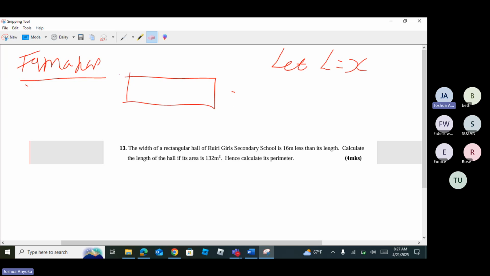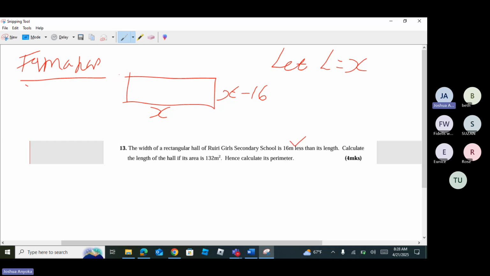Then you get back to the information. You are told the width of a rectangular hall is 16 meters less than its length. Calculate the length of the hall if its area is this. So if the length is X, the width will be X minus 16. That is the communication. Now we are told the area is 132.